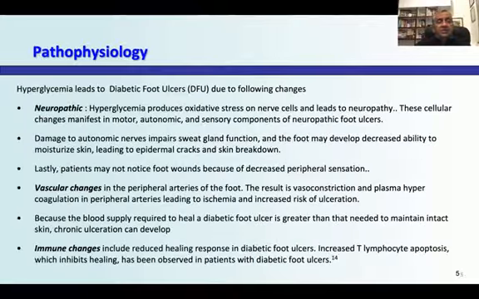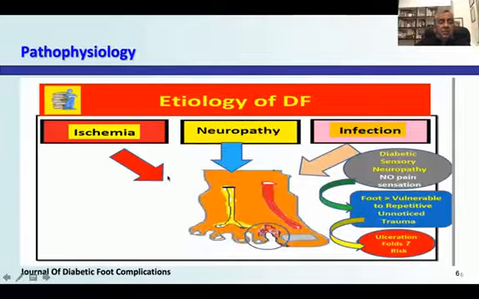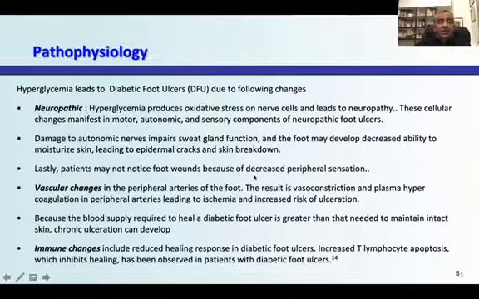The pathophysiology, again, to this august audience, which is already familiar with it: hyperglycemia leads to diabetic foot ulcers due to the following changes: neuropathic, vascular changes, and immune changes. The neuropathic changes manifest in motor, autonomic, and sensory components of the neuropathic foot. These patients notice foot wounds much later because of a decreased peripheral sensation.